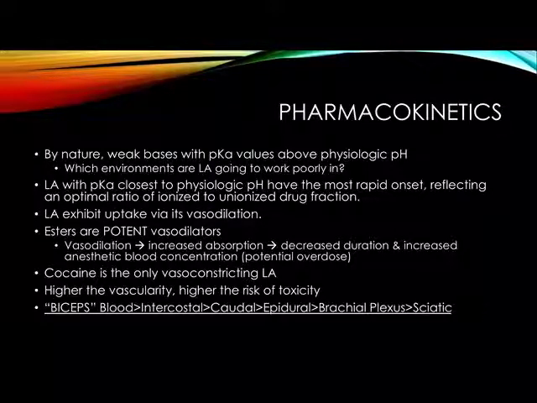Uptake in particular depends on three things. Those three things include vascularity at the site of injection, the dose, and the inclusion of a vasoconstrictor. Adding a vasoconstrictor is essentially going to prolong the duration of action due to the decreased uptake that occurs with vasoconstriction. So if you add epi to your local anesthetic, you're obviously going to see a prolonged block because those vessels in that area are going to vasoconstrict and there's going to be less uptake of the drug from the site. Esters in nature are very potent vasodilators.